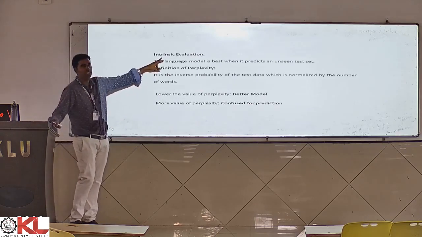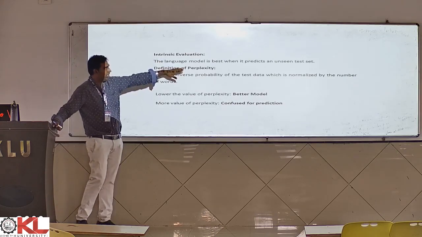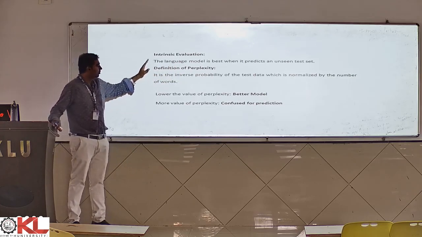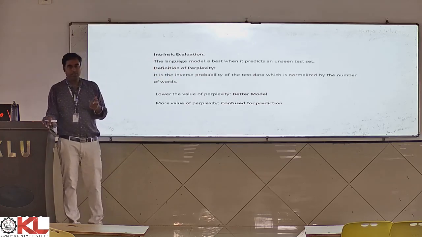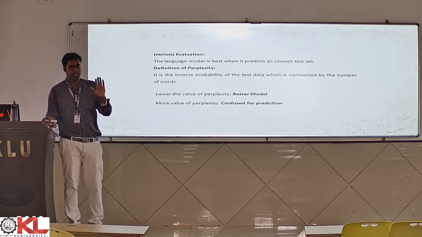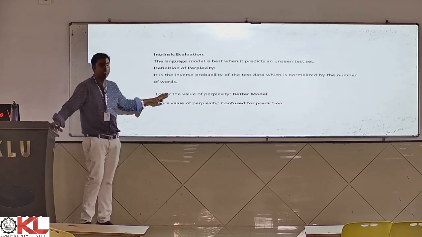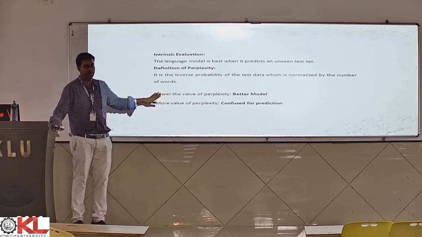The other case is intrinsic evaluation. The language model is evaluated when it predicts an unseen test set. In that case, we find out the perplexity level. If the perplexity value is lower, we say that particular model is better. If the perplexity value is higher, we say the complexity of the model will be very high. So this is why we go for finding the perplexity term here.